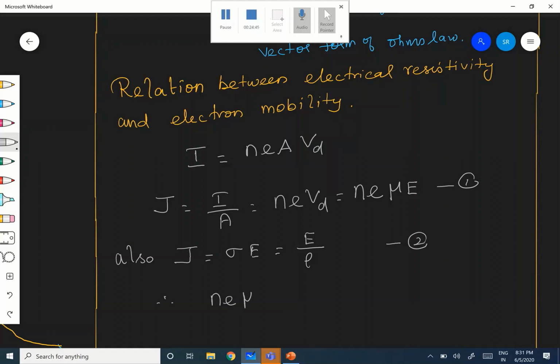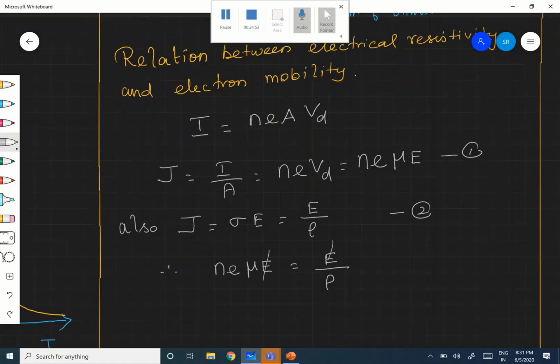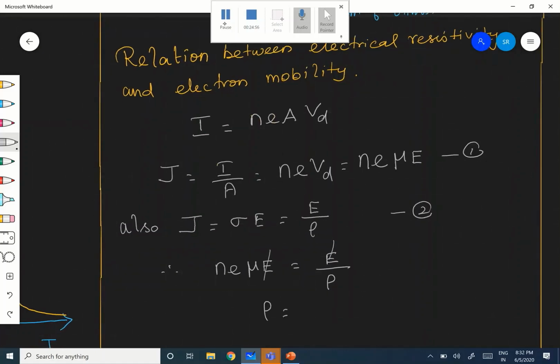Therefore, equating 1 and 2, NE mu E is equal to E by rho. E will get cancelled. Therefore, you will be getting rho equal to 1 divided by NE mu. So this is the relation between resistivity and electron mobility. Rho is equal to this. Therefore, that implies sigma is equal to NE mu.